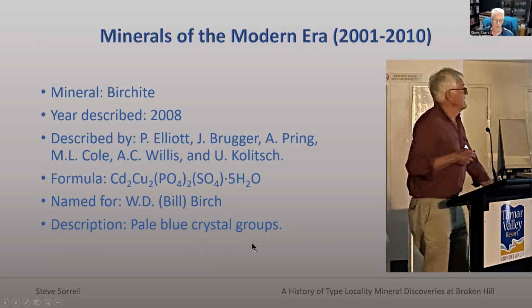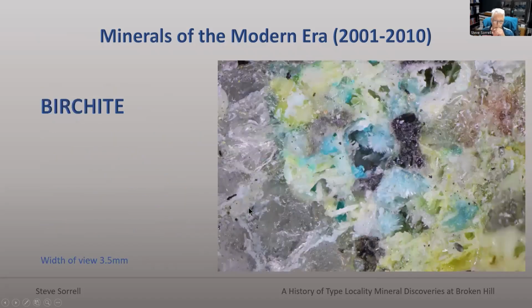Comes as pale blue crystal groups, and this is another one like the segnetite and the green crystals, where some of them look similar. There's a number of cadmium minerals that have been discovered in recent years from Broken Hill that are also very similar to one another as well, where they had the same coloration, same pale blue. And the birchite is these very pale blue sprays here and here, very rare mineral.